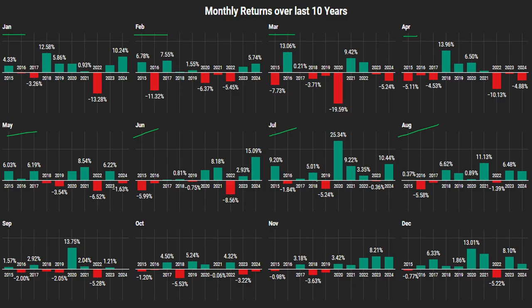September and October. So September, 6 positive, 4 negative, but October reverses the trend and 4 positive and 6 negative. November reverses again and 6 positive and 4 negative. But December gave very good returns. So 8 times out of 10, December gave positive returns.